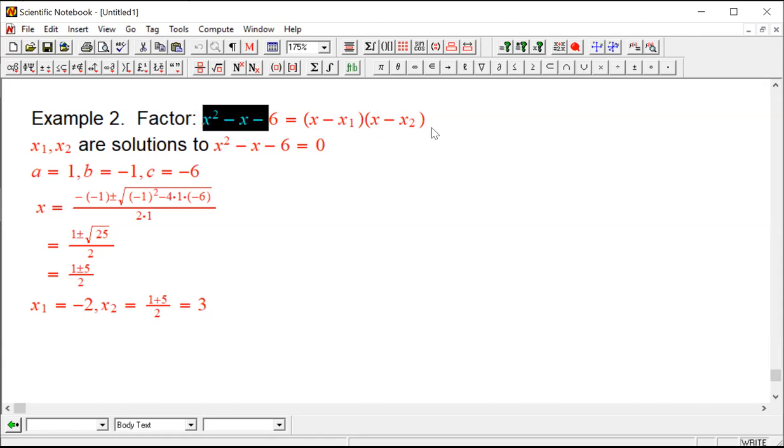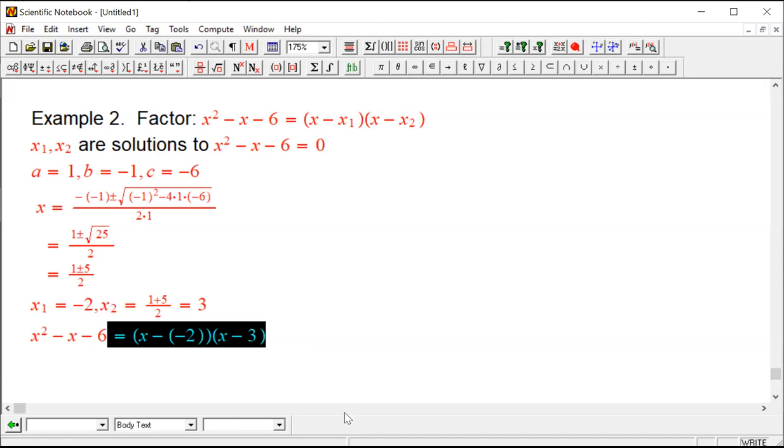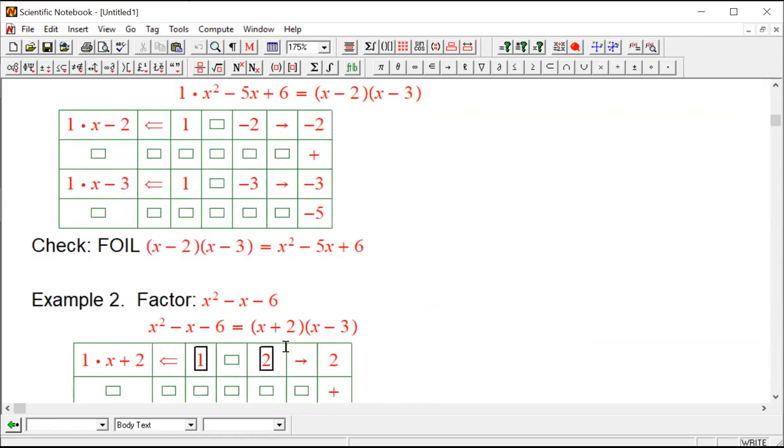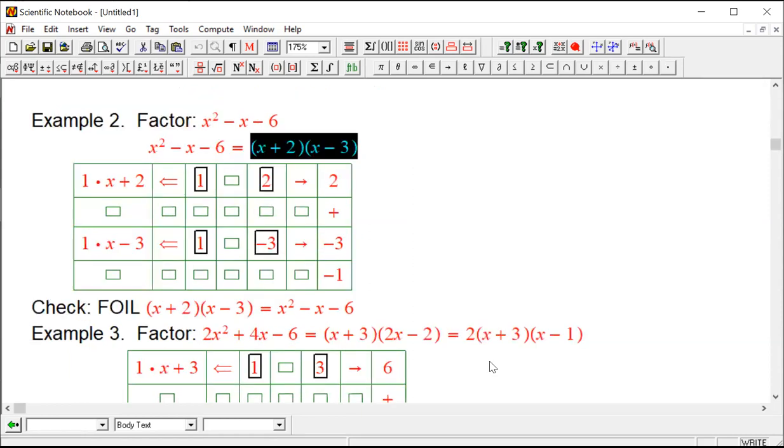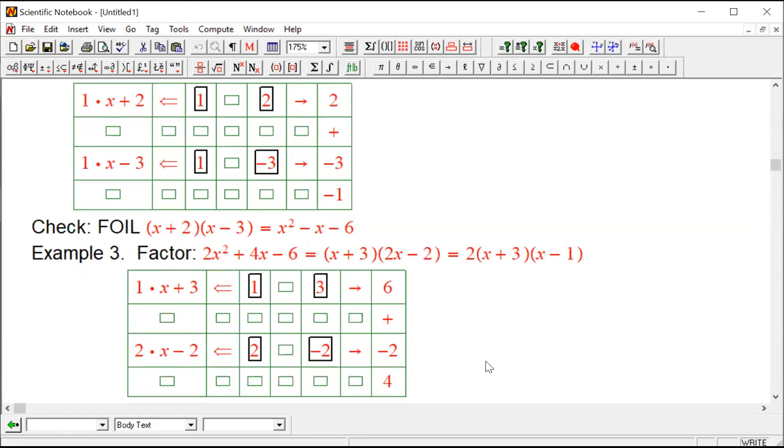Have we found the factors? I think we have. All we have to do is replace x1 by -2 and replace x2 by 3, right? Minus -2 is +2. Have we found the same factors? Absolutely, we have. Are these the same factors? Yes, exactly the same factors. Isn't that interesting? Of course, this is not proof, okay? If you want proof, we can definitely prove it.